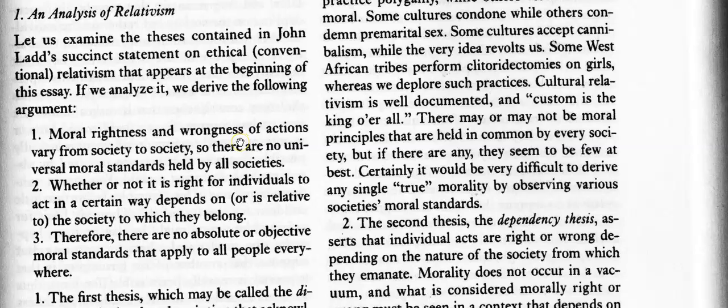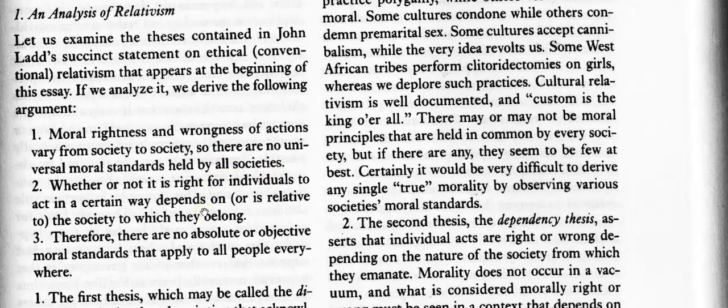I have difficulty understanding why it is that students will only focus on the first part and not show the second part, because the second part of that sentence really is the account for objectivity there. So in other words, relativism is moral rightness and wrongness of actions vary from society to society, so there are no universal moral standards held by all societies. So that's a definition of ethical relativism, and more specifically also a definition of conventionalism. But let's continue through the argument.